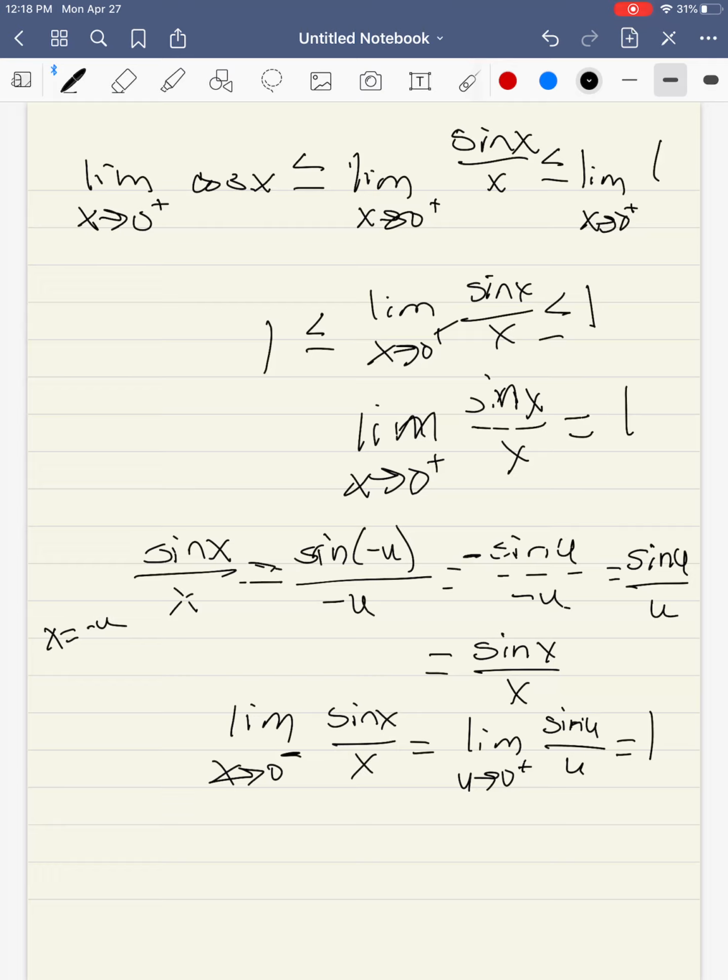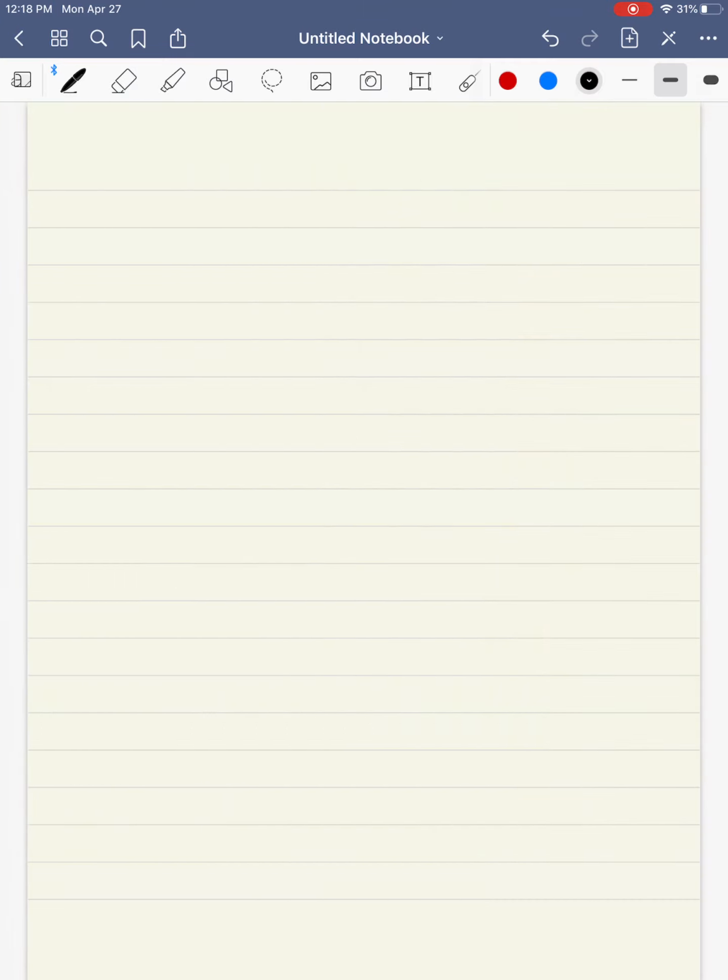All right, so since the left-hand and the right-hand limits were both positive 1, then we know that the limit as x approaches 0 of sine of x over x is equal to 1. And we're going to use that fact to solve some of these next problems. All right, so I'm going to write that again. The limit as x approaches 0 of sine of x over x is equal to 1.